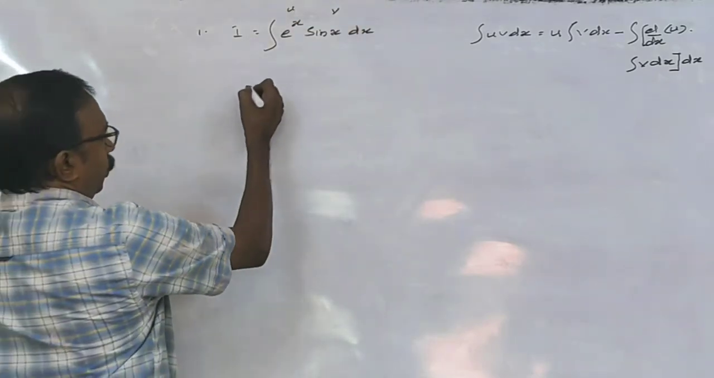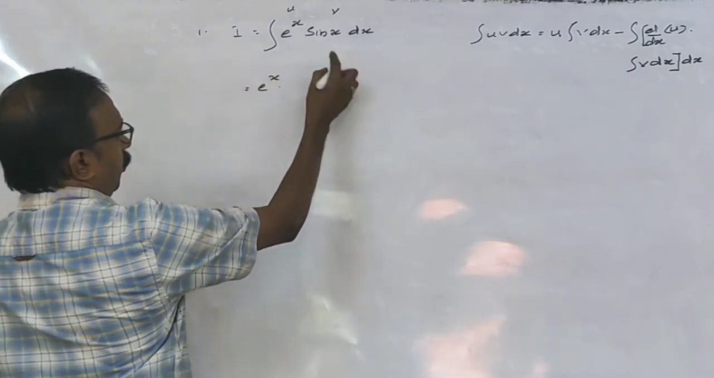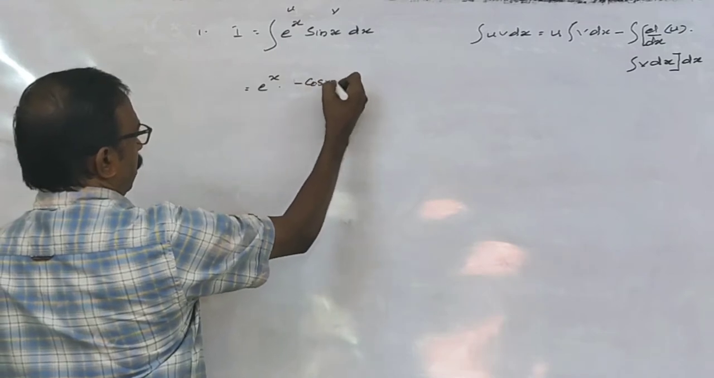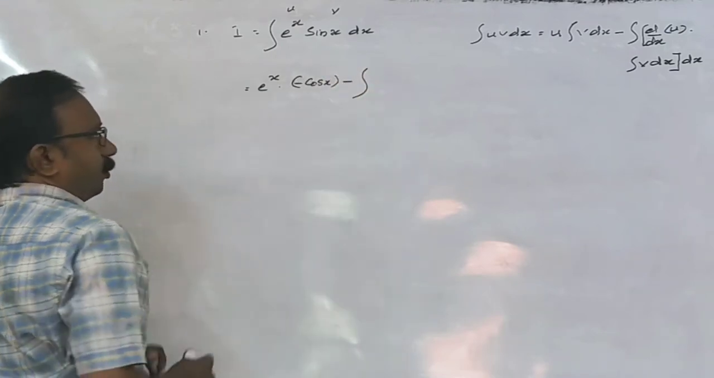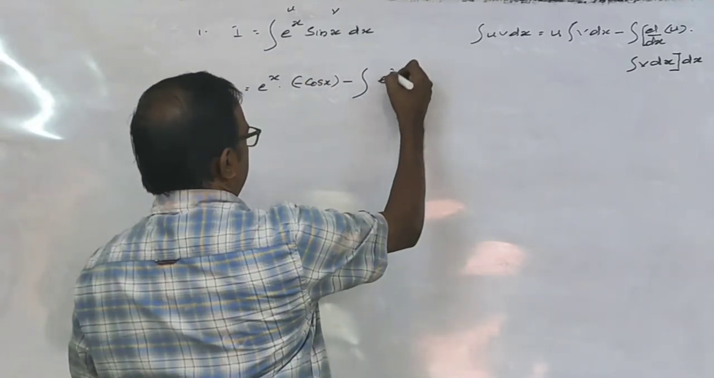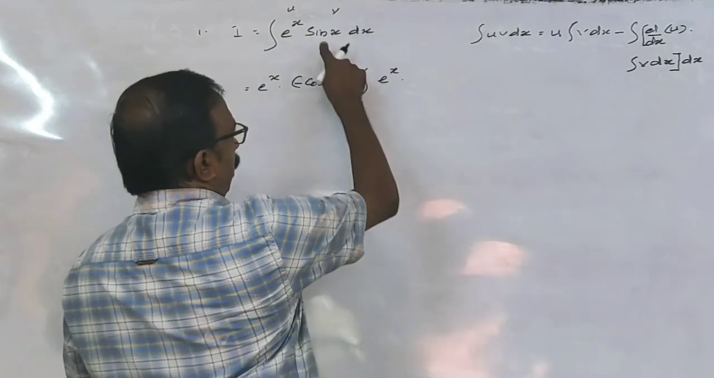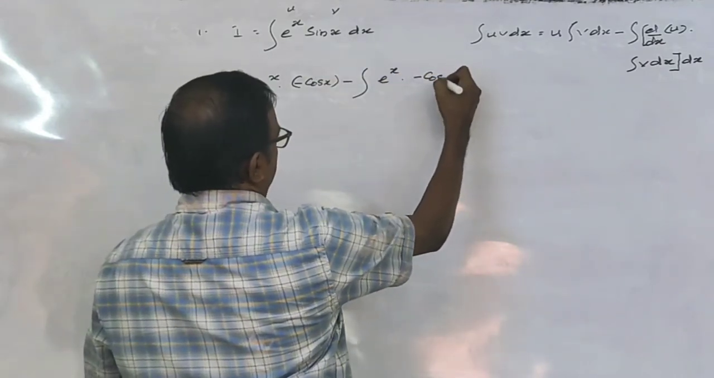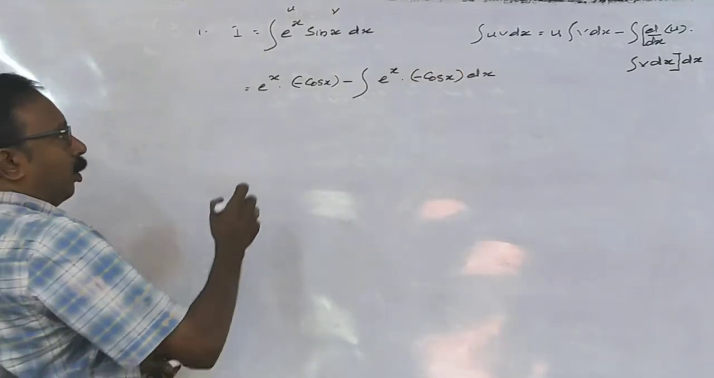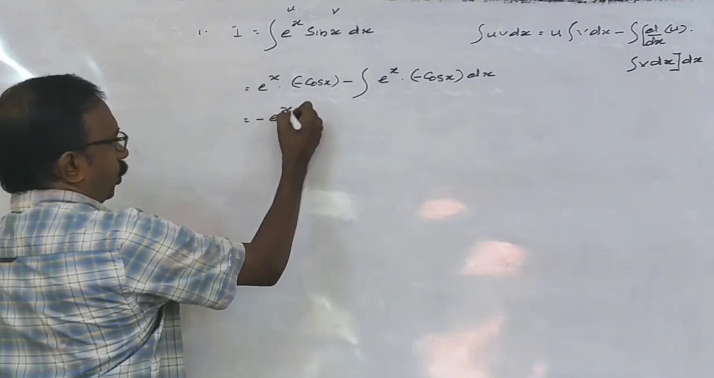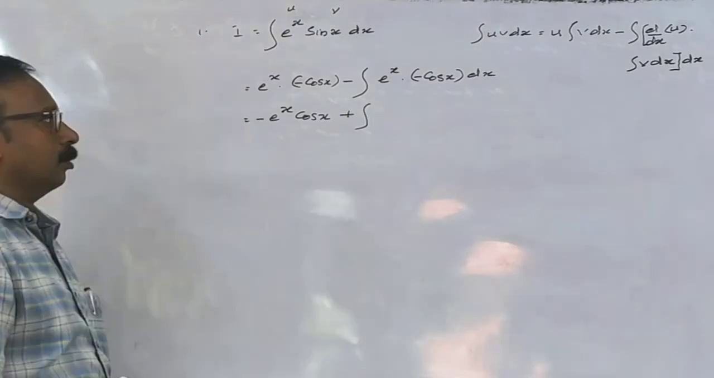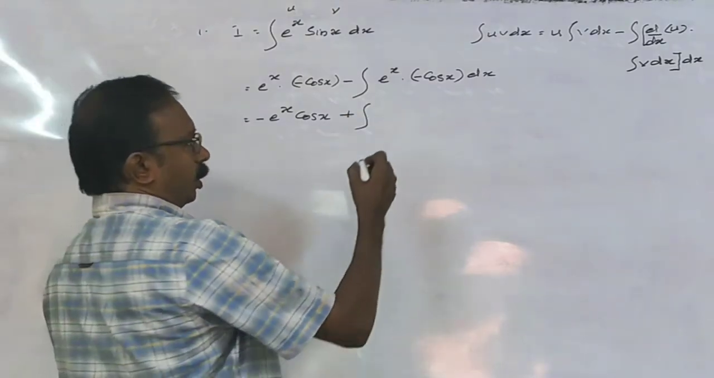So first function e raised to x into the integral of sin x, that is minus cos x, minus the integral of d by dx of u, that is e raised to x itself, into the integral of sin x, which is again minus cos x, into dx. Now rearranging, we have minus e raised to x cos x, and minus into minus becomes plus, the integral of e raised to x into cos x.